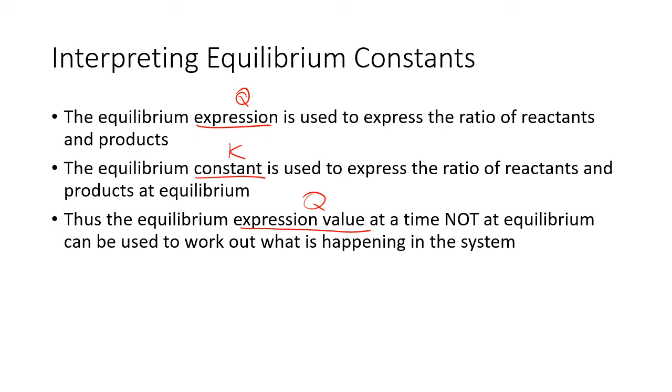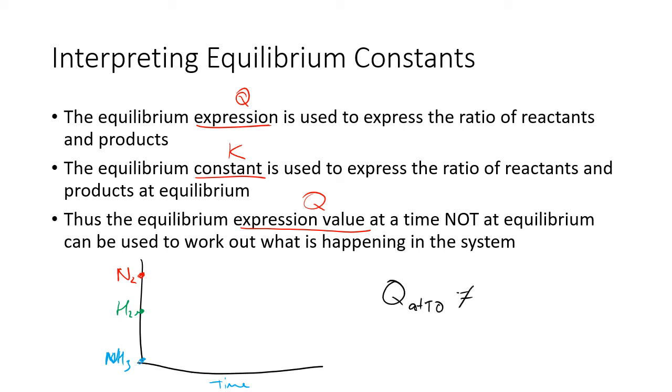So let's take, for example, a system of what we were drawing before. You've got N2, you've got a bit of H2, and you've got a bit of NH3. Now this is not at equilibrium because there's no NH3. So if I was to take the concentrations of this at time 0, the equilibrium expression value would be a value not equal to K. So Q at time 0 would not equal K.